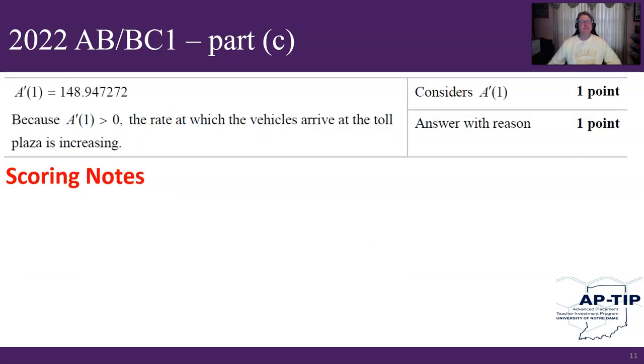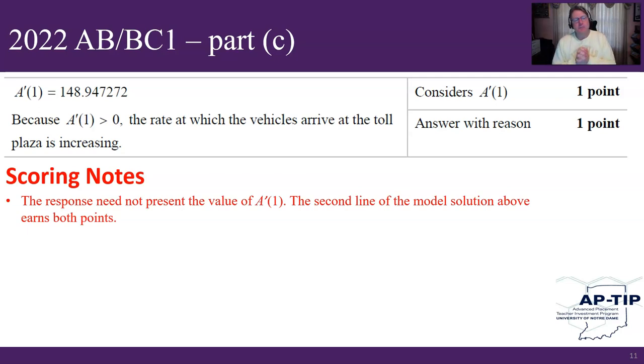So let's take a look at some of the scoring notes here. The response does not have to present the value of A prime of 1. So if you don't see the 148 number on their paper, it's okay. Now the second line of the model solution above that you see would earn both points. And so without any kind of reference to the value of A prime of 1, just simply saying A prime of 1 being positive means the rate increases is going to earn both of those points.